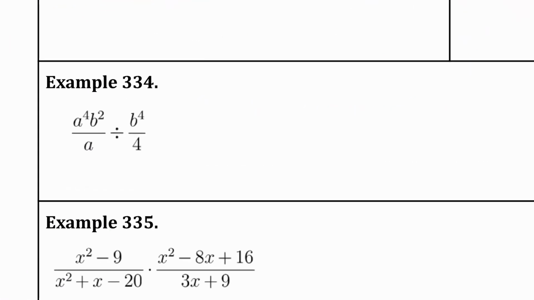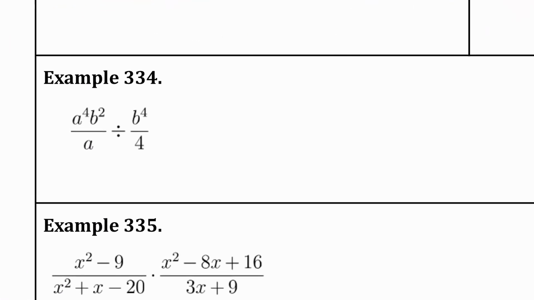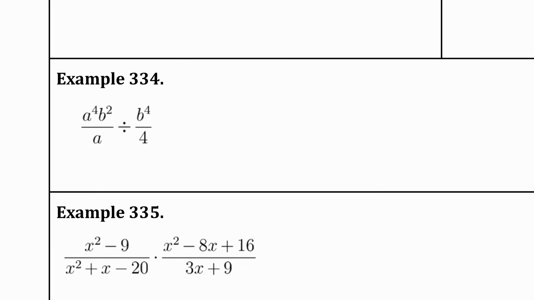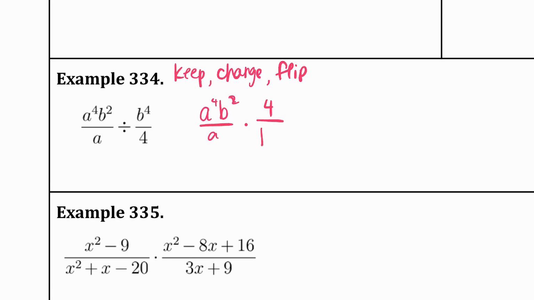All right, so let's do one division here. So we said when we are doing division, we multiply by the reciprocal, or we keep, change, flip. What I mean by that is we keep our first fraction, we change it to multiplication, and we flip our second fraction. You could simplify from here, or we could multiply straight across first and then simplify.